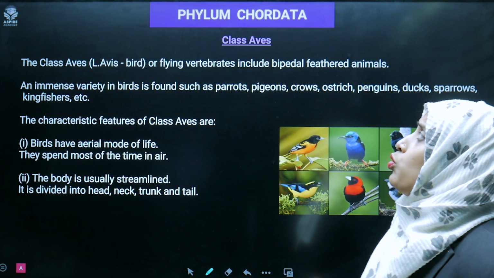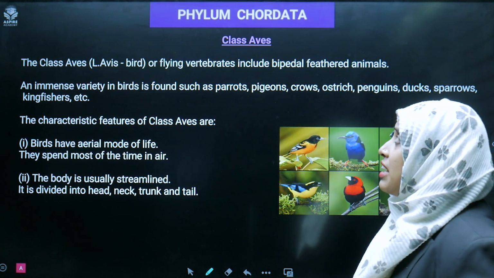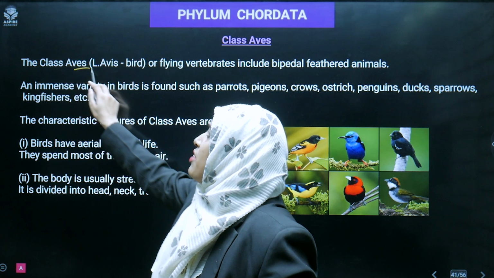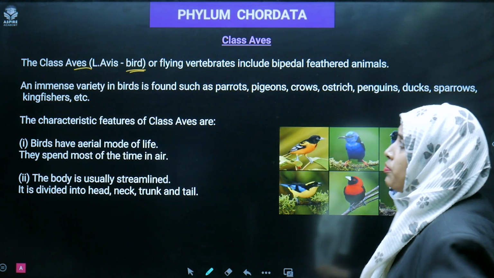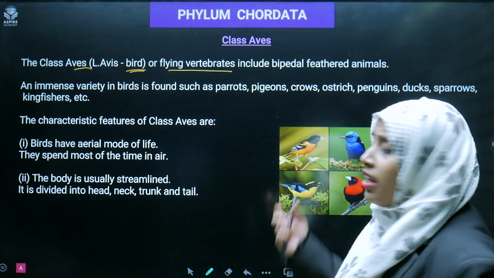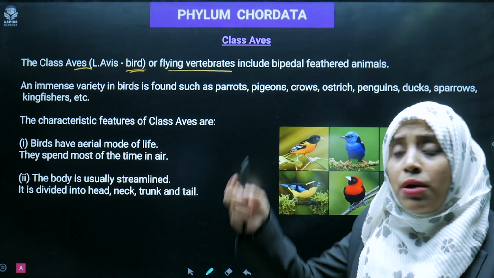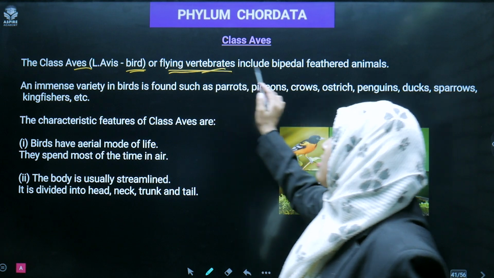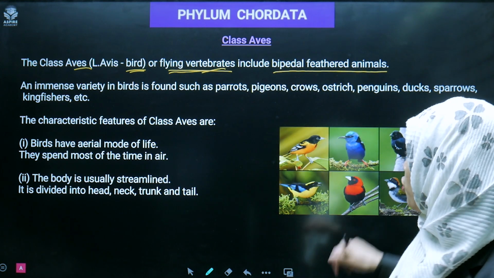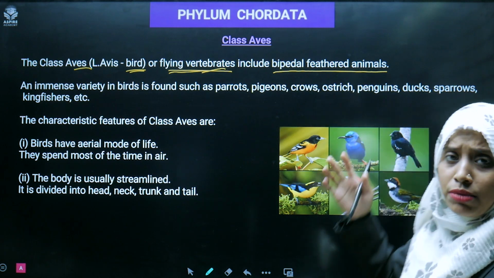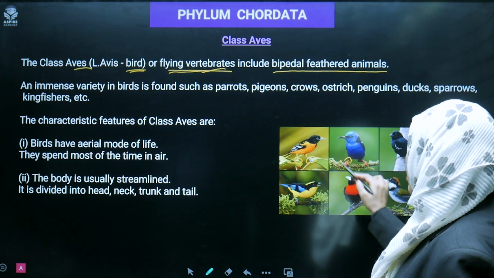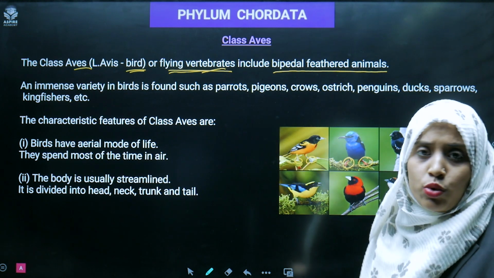Now we are coming to the next class, that is class Aves. Okay, so what does the word Aves represent? Class Aves includes all the birds. Okay, so they are the flying vertebrates. Aves, the birds, they are vertebrates, but they are flying vertebrates. They include all bipedal feathered animals. Yes, we know very well the birds are feathered animals. They are bipedal. You can see two legs are just there. Two legs होते हैं and the forelimbs are converted into wings.